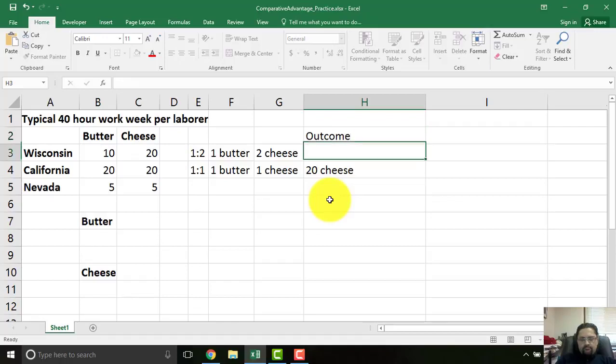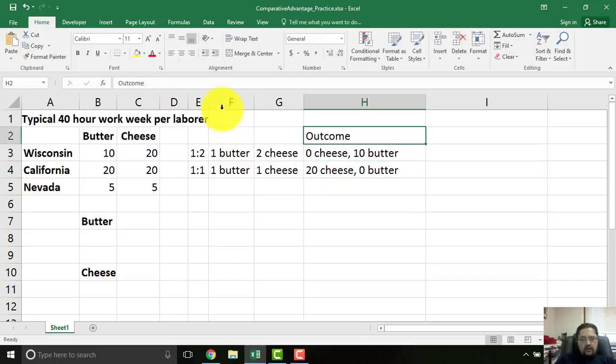That's the outcome. They'd produce 20 units of cheese, 0 butter. Okay? What this would then do is say Wisconsin produced 10 butter and 0 cheese. Okay, so maybe a better way, 0 cheese, 10 butter. Okay, so that's outcome, let's say 1.